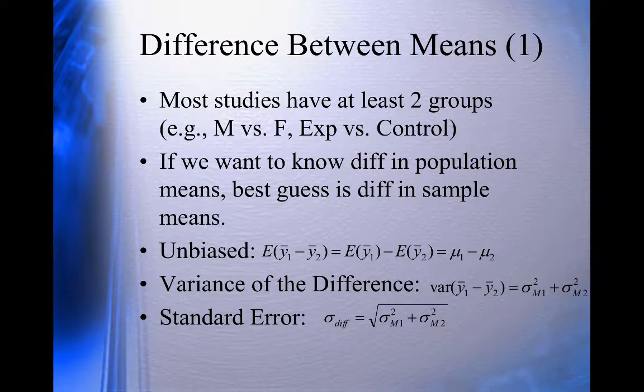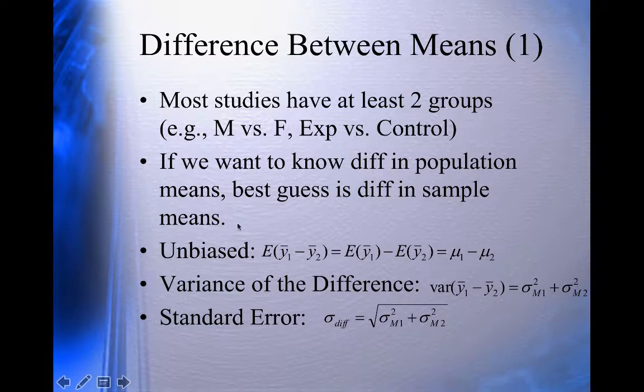Okay, so now that's the background for t. Actually, that was the single sample t. So now I'm going to show you the stuff you need to know for two sample t. Most studies have at least two groups, so we have male versus female or experimental versus control, something like that. This is really the most common kind of t-test. We want to know if there's a difference in the population, and our best guess of the size of that difference is the difference in sample means.